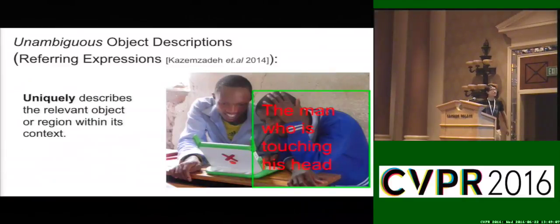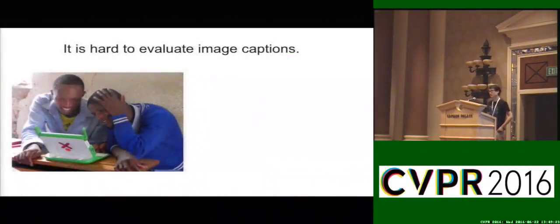Okay? So more formally, an unambiguous object description, sometimes called a referring expression, is a description that uniquely describes the relevant object or region within its context so that another listener can know which object you are talking about. This task is closely related to the task of image captioning, which is a very exciting field with lots of papers showing impressive results over the last few years. But it actually turns out to be very hard to evaluate.